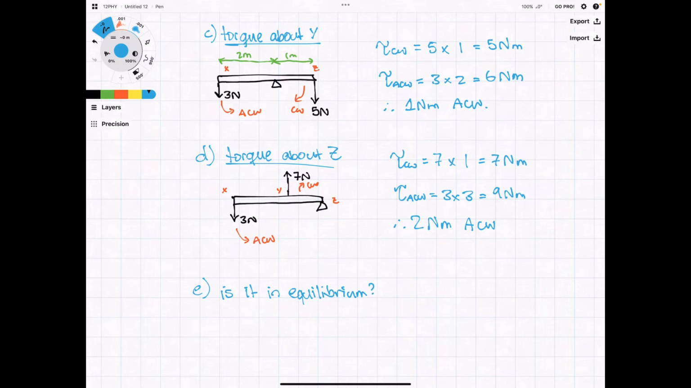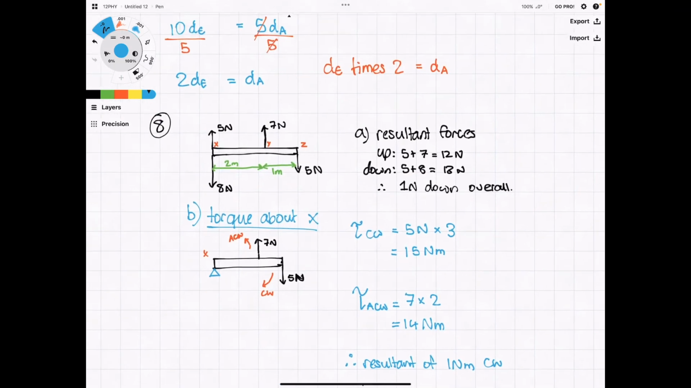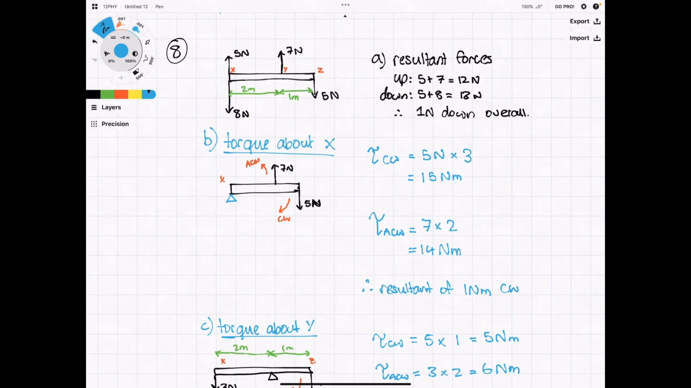Okay, is the Planck in equilibrium? That's our last question down the bottom here. So let's look back up at our Planck to start with. We want to know, do these forces hold the Planck in equilibrium?